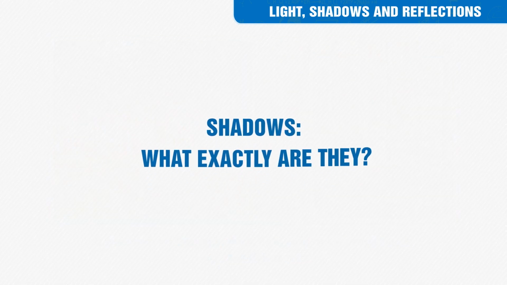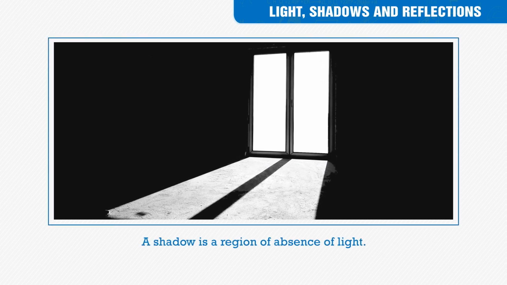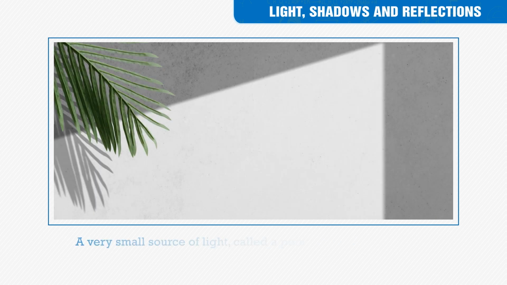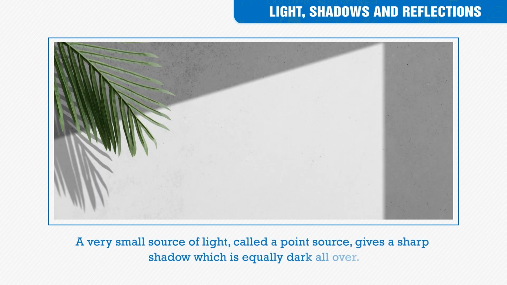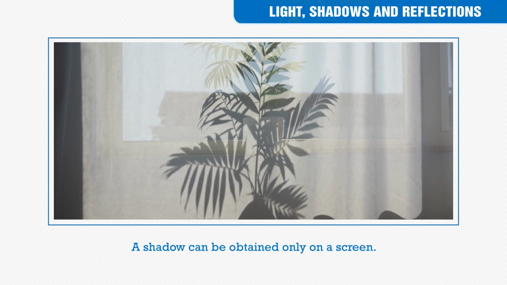Shadows. What exactly are they? A shadow is a region of absence of light. A very small source of light, called a point source, gives a sharp shadow which is equally dark all over. A shadow can be obtained only on a screen.